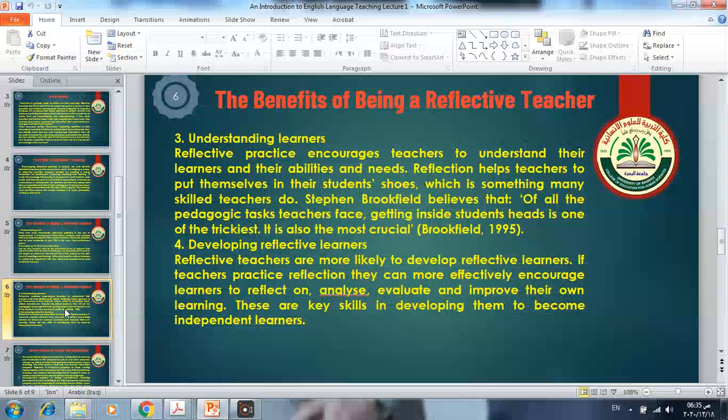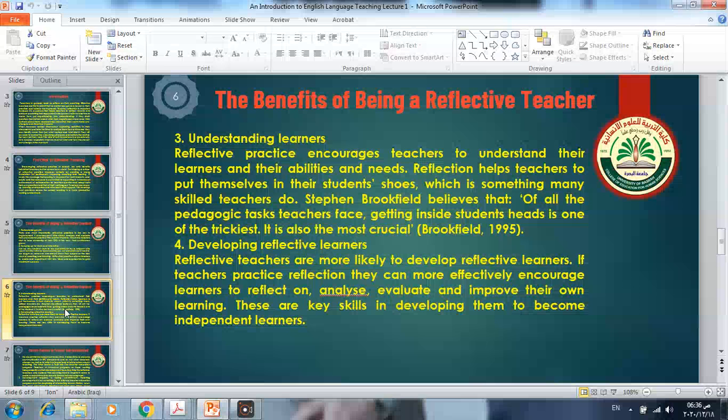So, when you reflect on your teaching practices inside the classroom, you will be able to understand your learners, their abilities and their needs. You will be able to understand what kind of learners you have, and what learning strategies they use. For example, we have different types of learning styles. We have visual learners, auditory learners, kinesthetic learners, and logical-mathematical learners. So you should know about the individual differences of your learners.